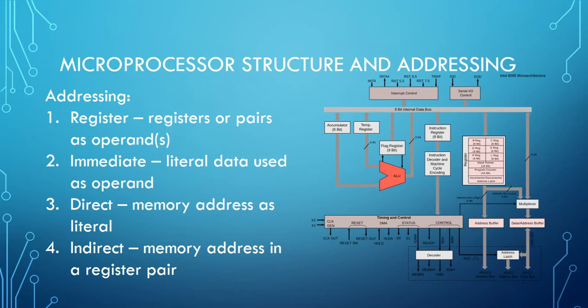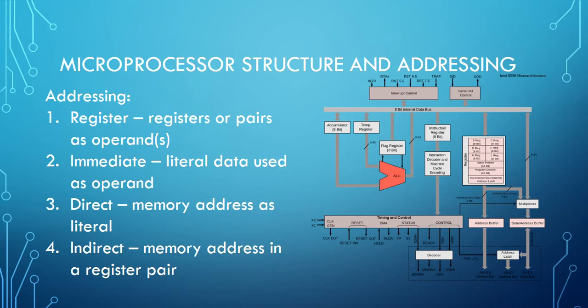The second one is immediate addressing. It's basically using literal data that is stored in memory as an operand. If we wanted to initialize some values, for example, load the stack pointer, LXI SP, and then a 16-bit immediate data. Most of the time when we are assembly programming, immediate data will be expressed in hexadecimal, and so 16 bits will require 4 hexadecimal digits, and 8 bits will require 2 hexadecimal digits.